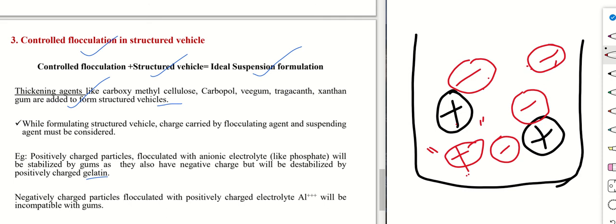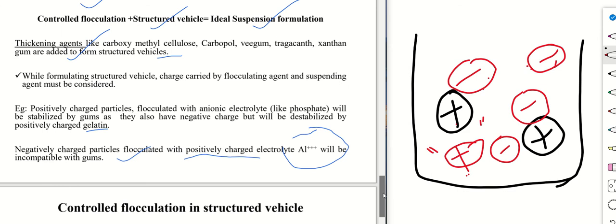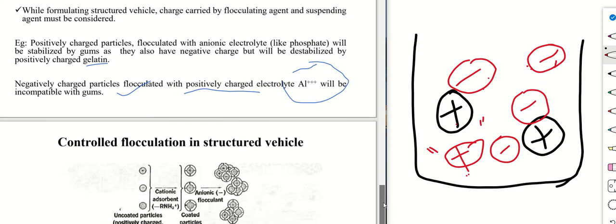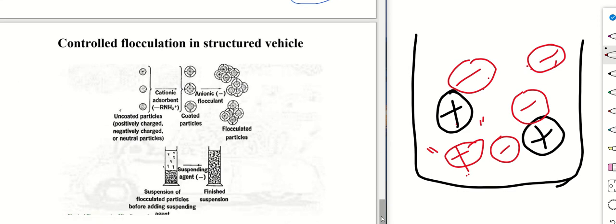So that is how even the electrical properties of each particle in the formulation play a major role in studying the stability of a suspension. That is why it is given with an example: negatively charged particles, when they are flocculated with a positively charged electrolyte like aluminum ions, will be incompatible with the gums. Now, we should make sure even the selection of each ingredient plays a major role based on the charge it carries.